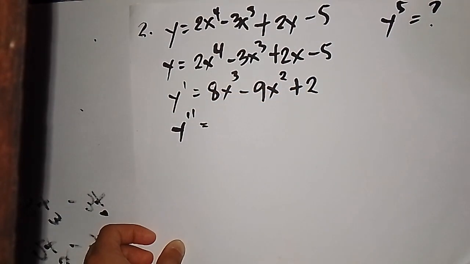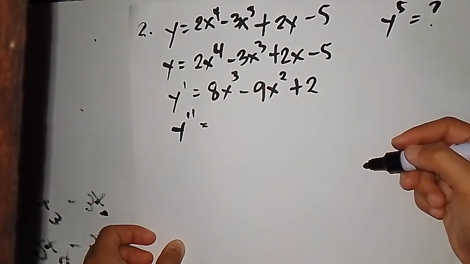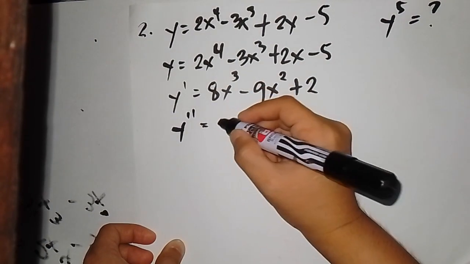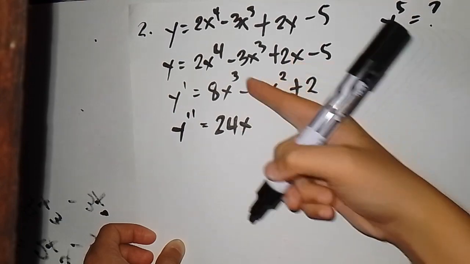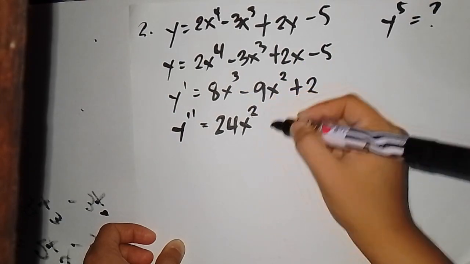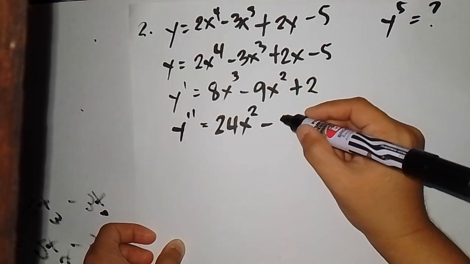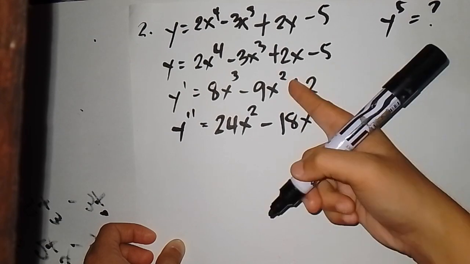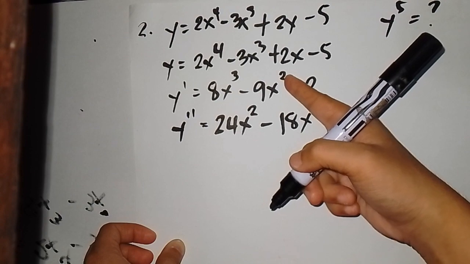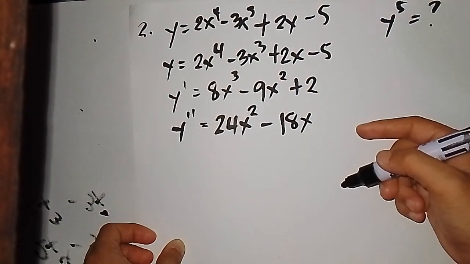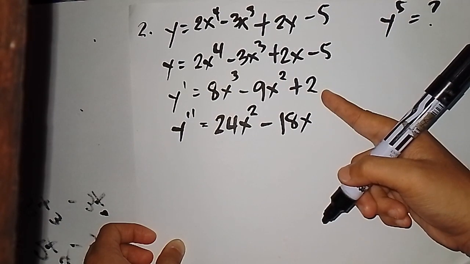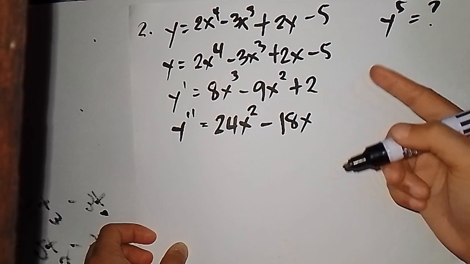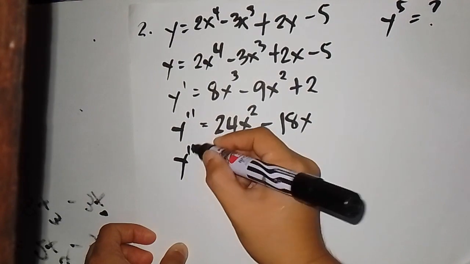Let's proceed to the second derivative. Again, constant and exponent rule. So 8 times 3, so we have 24x. 3 minus 1, so squared. Then 9 times 2, 18. Copy, since this will be 2 minus 1, or is equal to 1. And then, what's the derivative of 2? The derivative of 2 is equal to 0.